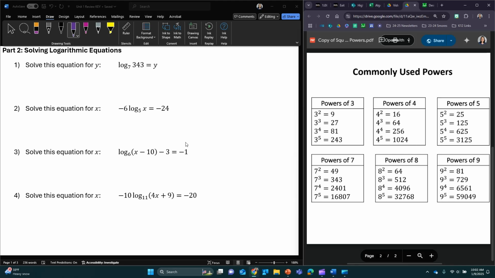So in this video, we're going to go over the questions that are in part 2 of your Unit 1 test review. So part 2 is all about solving logarithmic equations. So we're going to be using all of our equation solving methods, except now our equations are going to have logarithms in them. So let's look at this first equation.